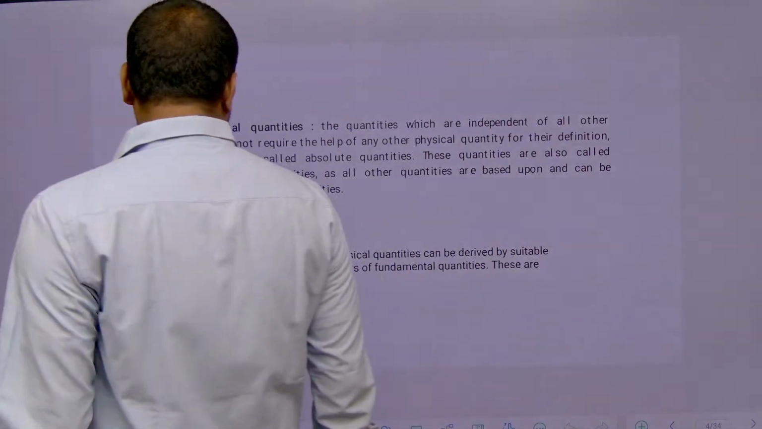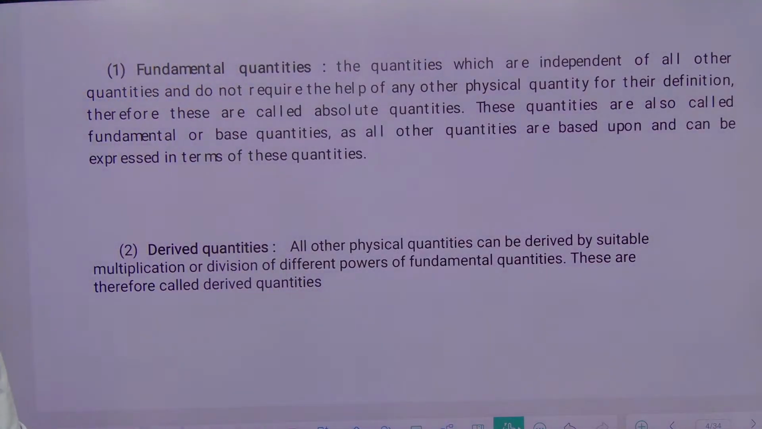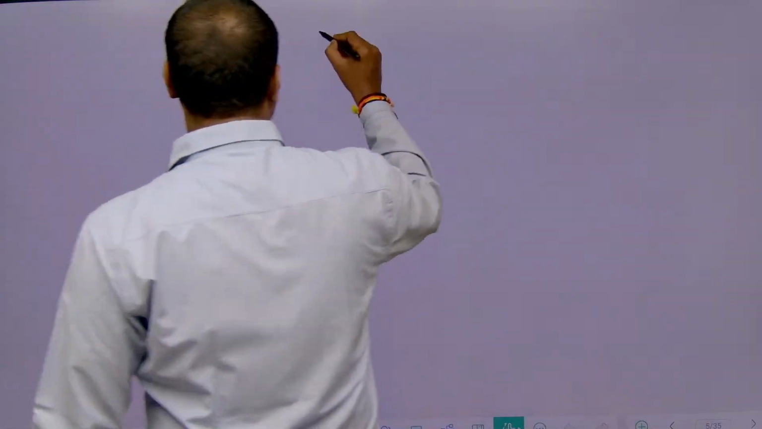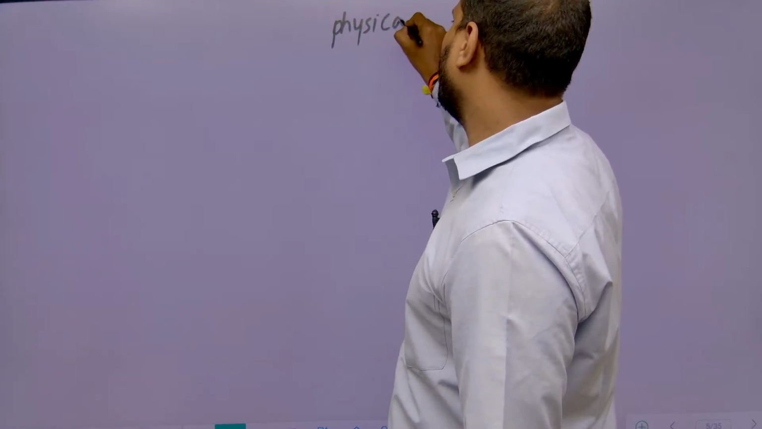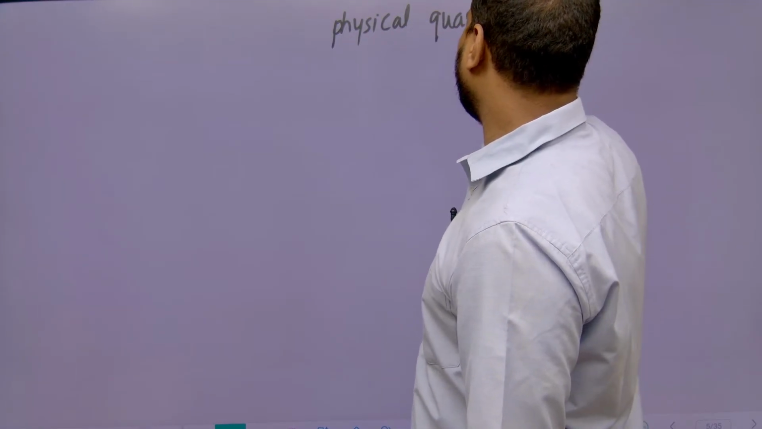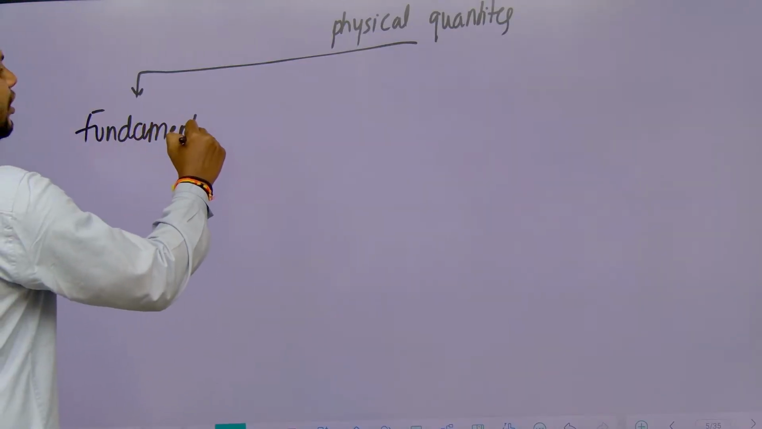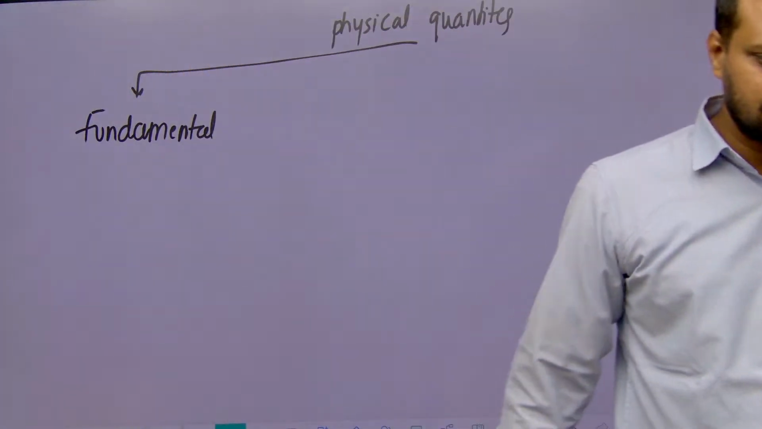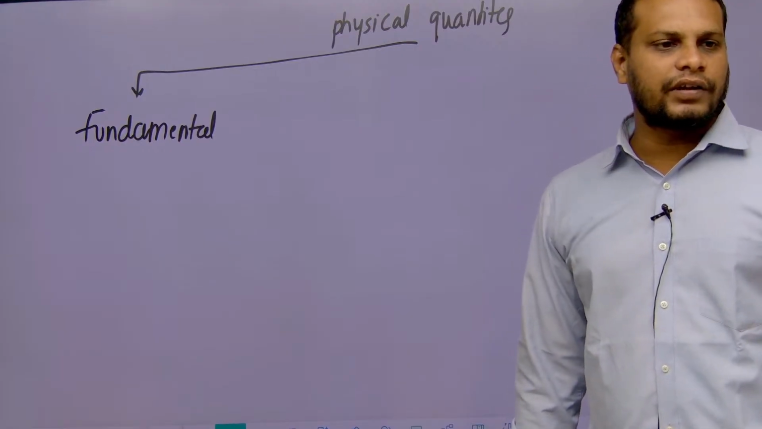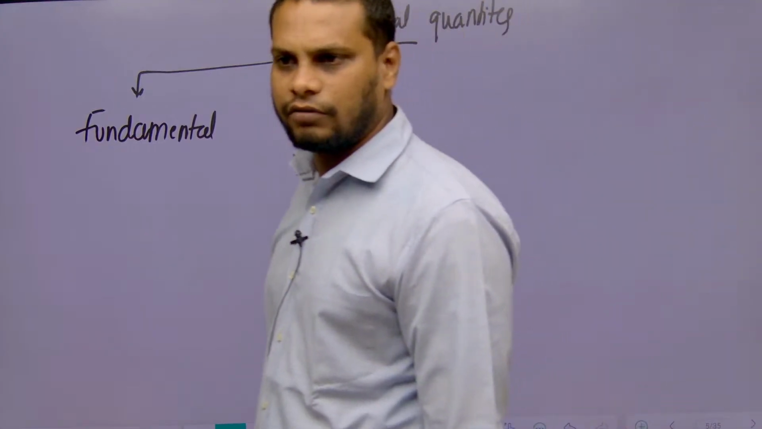Now, these physical quantities are generally classified into 2 types. Clear? What are the 2 types of classification? First one, fundamental quantities. Physical quantities are classified into 2 types, and the first one is fundamental quantities. Now tell me, what do you mean by fundamental physical quantities? These quantities don't depend on any other physical quantities. They are independent of any other physical quantities.